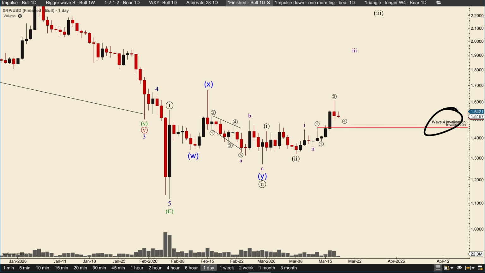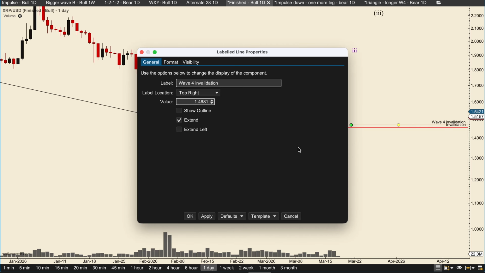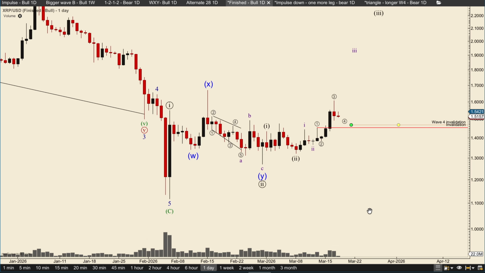Here I have the wave 4 invalidation now at 1.4681. If we hit this target on the log scale, it's extremely unlikely that it is a wave 4. And here I have the invalidation, because if you move down here without moving up before, this has a very low probability of being a 1-2, because you don't want to change structure in a 1-2-1-2. So I use that as my invalidation. Then it's a higher probability, it's a corrected structure, and that we are looking for a downside.